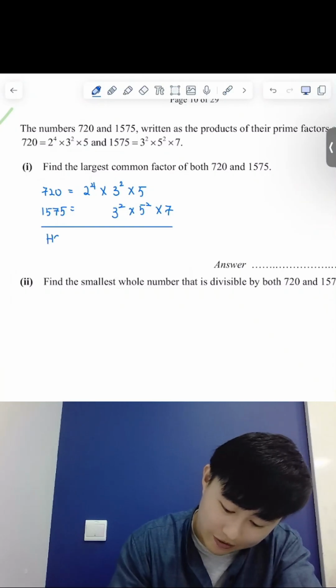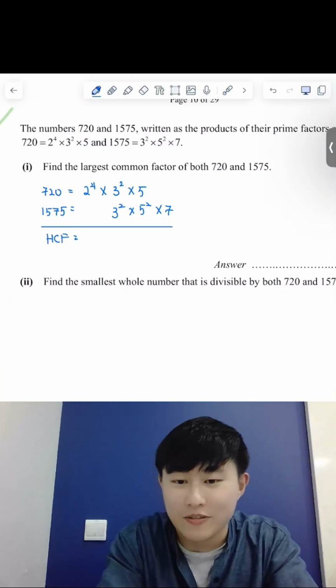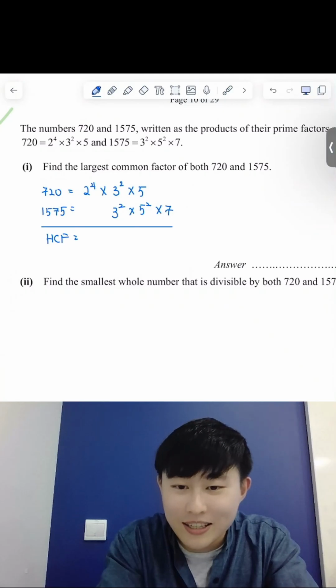Okay, so I want the HCF. Yes, HCF. Wow, your name is very nice.